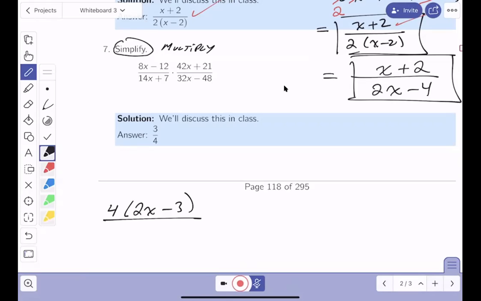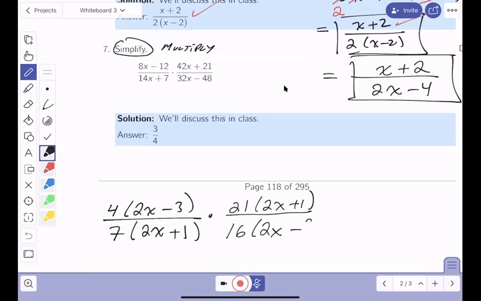The bottom, a 7 pulls out. It's a GCF. 7 times 2X plus 1. All right, what do you get there? 42 and 21. 21 times 2X plus 1. And what do you get? Well, looking at 32 and 48, and I know from experience people who trip up in this, I'm going to say 16.